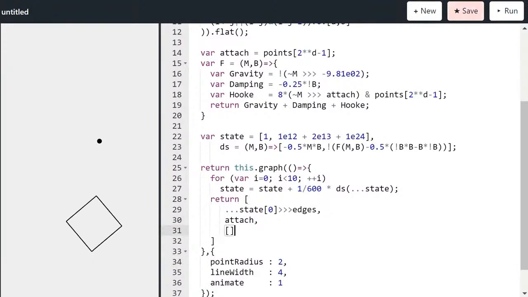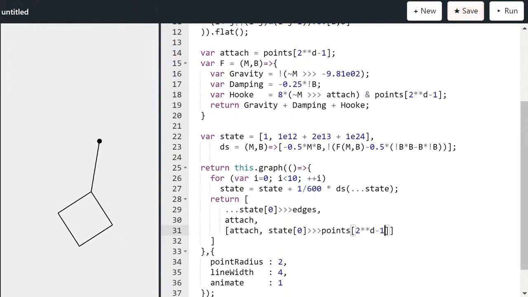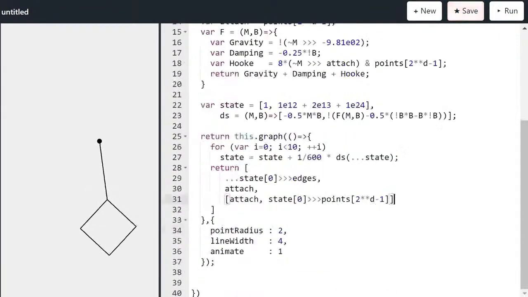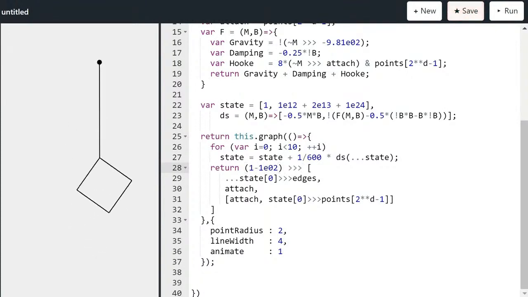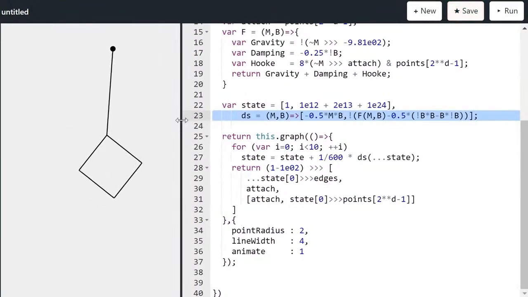Maybe we want to render that string by saying, okay, that is from the world space attachment point to the world space version of the last point. And that gives us our string. So maybe we want to move it up a little bit. We can do that by just using a simple motor on everything. Good. This is our stringy box as promised.